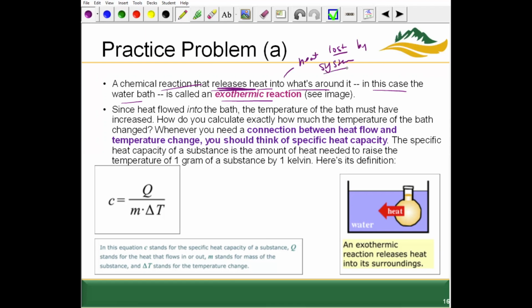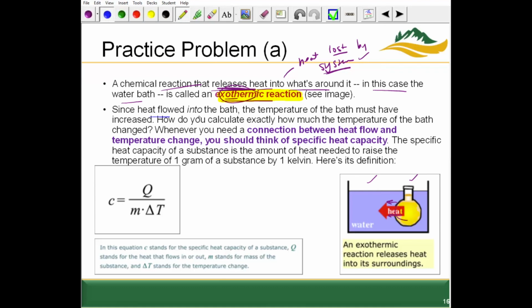So the system itself is this flask. Heat is lost by the system. It's important to define what our system is. Heat is lost by the system to the surrounding water bath. When heat is lost by the system, that is an exothermic reaction, as opposed to this reaction flask absorbing heat. If that were the case, that would be endothermic. Here it is losing heat. It is an exothermic reaction or an exothermic process, depending on what's happening in this flask.